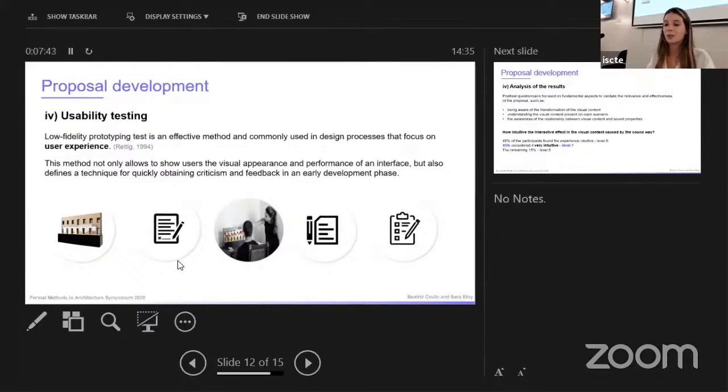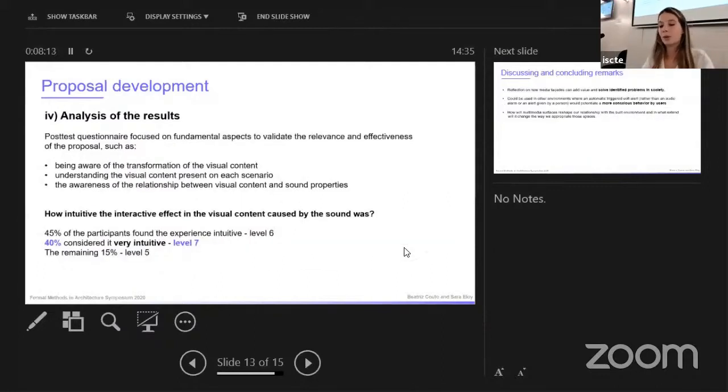We had to do a brief on every test and to make the user sign a consent form because the test was being recorded. All of the visual content was transported manually. At the end of each test, there were some minutes to collect feedback, some notes, and even to talk a little bit with the user. And at the end, the user had to fill a post-test questionnaire.